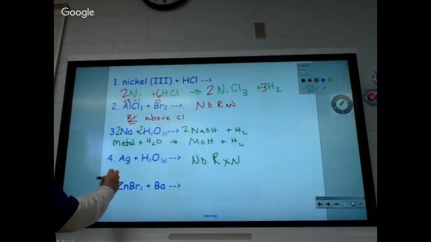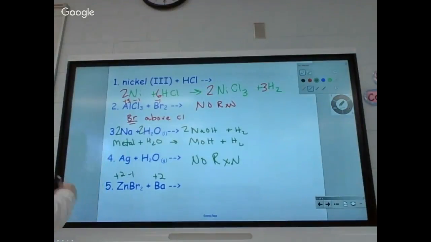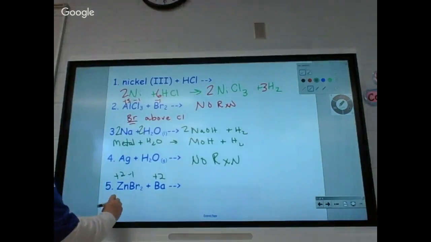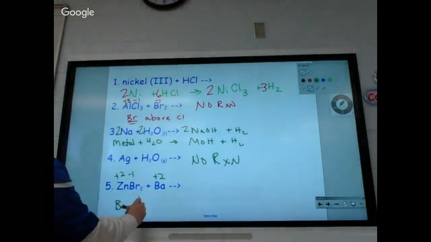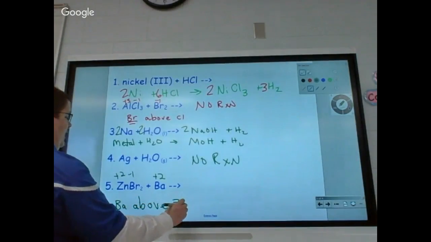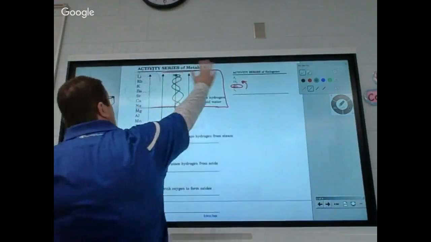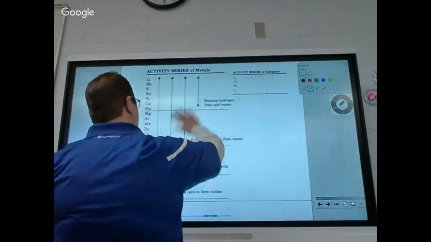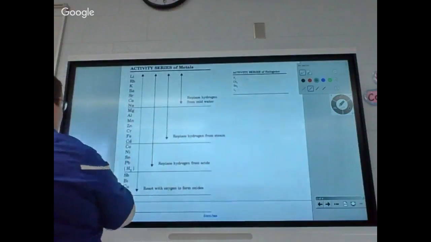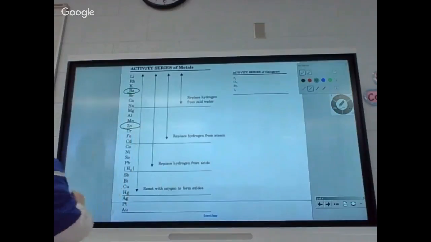And the last one, I don't have any water, acid, or oxygen, so I need my oxidation numbers again. +2, -1, +2. Who has to be above who? Ba above Zn. That doesn't even exist the other way. I do that all the time. All right, Ba is above Zn.